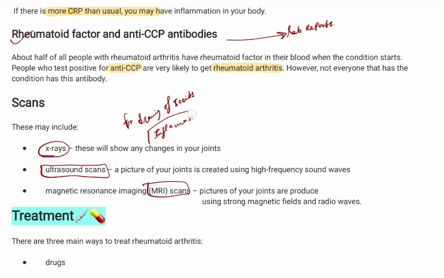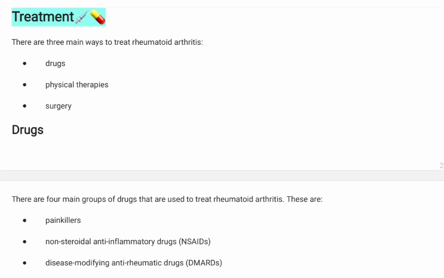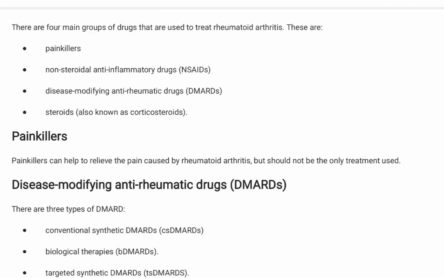rheumatoid arthritis. Now the most important part in this video is the treatment of RA, which has three basic parts: the drugs, physical therapies, and surgery. Understanding the drugs part, we have four groups: painkillers, NSAIDs, DMARDs, and steroids. DMARDs are disease-modifying anti-rheumatic drugs which play an important role in the treatment of RA.